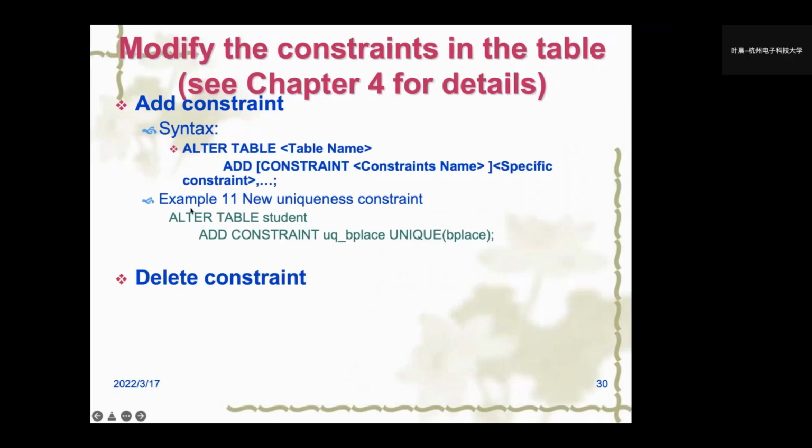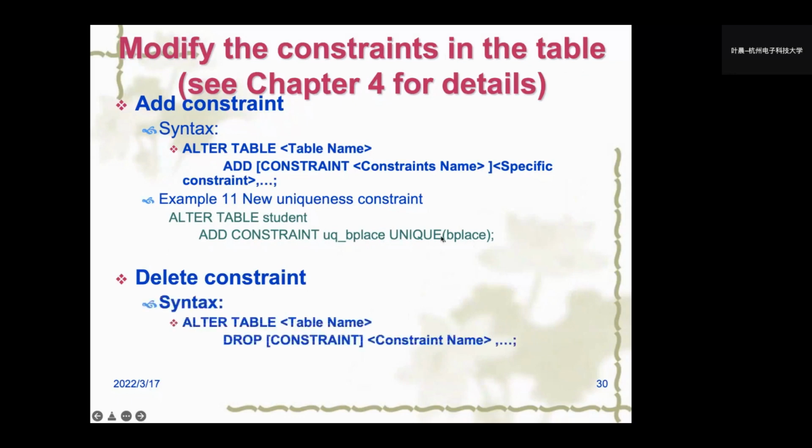For example, if you want to add a new uniqueness constraint to the table student, we can use ALTER TABLE student ADD CONSTRAINT, and we name it UQ_bplace, UNIQUE of bplace. So that means we define a uniqueness constraint called UQ_bplace for the column bplace.